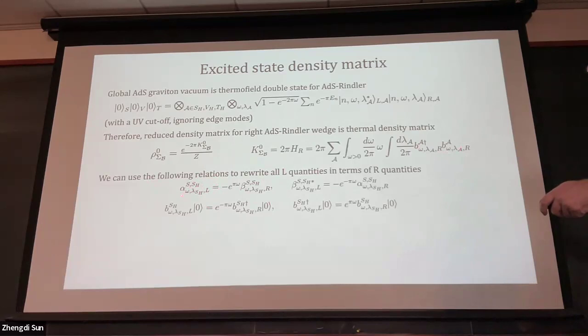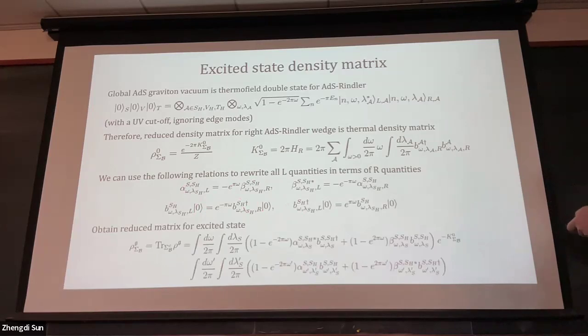So these are the Bogolyubov coefficients relating the scalar global mode to the scalar Rindler mode. And you can rewrite all of the annihilation and creation operators acting on the left in terms of annihilation and creation operators acting on the right. Once you've done this, you've removed all left quantities in terms of right quantities. Now you can trace out the left.